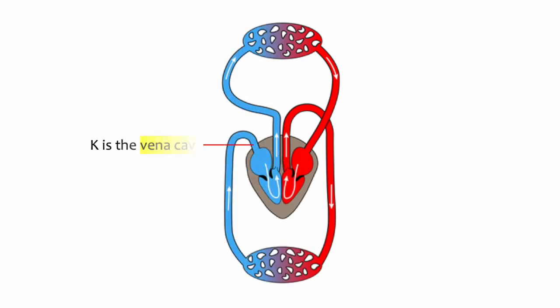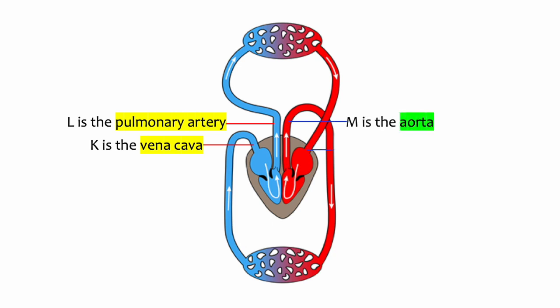C is correct. K is the vena cava. L is the pulmonary artery. M is the aorta. N is the pulmonary vein.